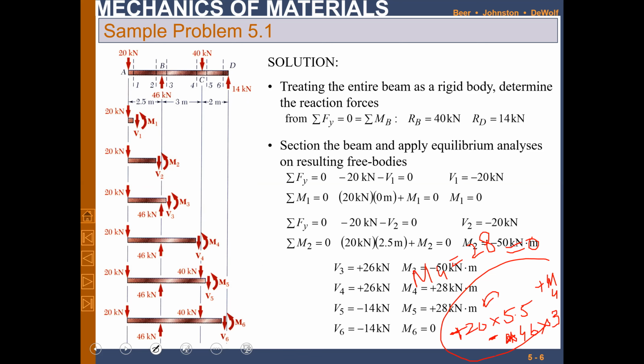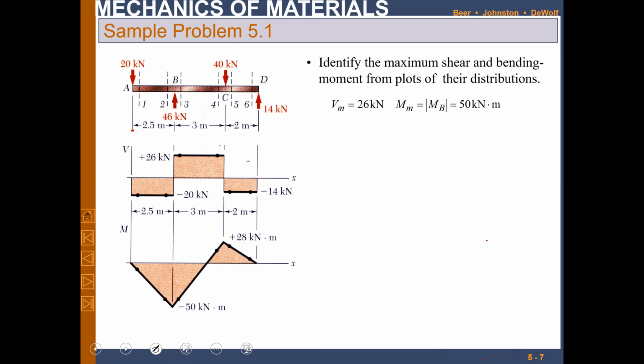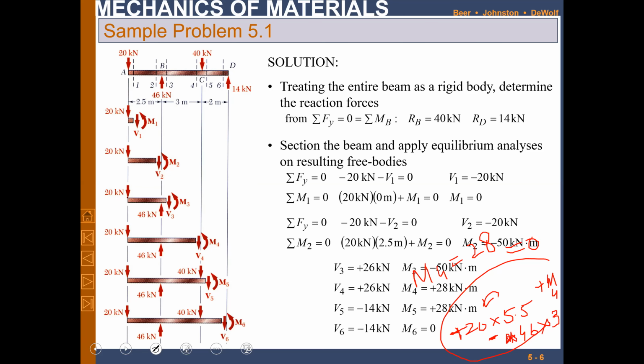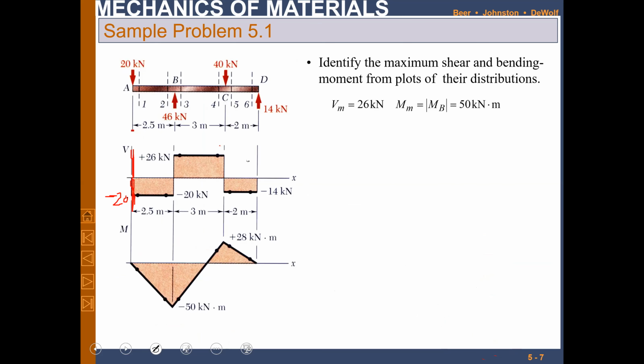Initially, we will start with V1 as minus 20 kilonewton and M1 as 0 there. So this is our positive axis. This is a negative V, right? So we will start from minus 20 at section 1, and in both sections 1 and 2 it is minus 20, so it will be a straight line. And then for the next, it is 26 for sections 3 and 4. From minus 20 we will go straight up to plus 26, right?